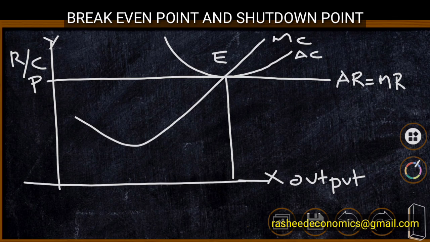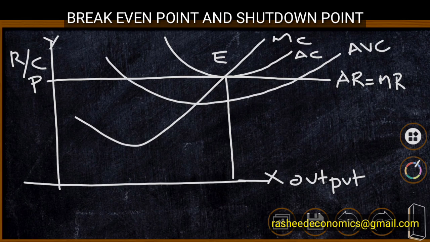Now we can draw an average variable cost curve below the average cost curve. Average variable cost lies below the average cost because average cost is average variable cost plus average fixed cost. Therefore average variable cost lies below the average cost curve. Average variable cost is this. This average variable cost intersects the marginal cost curve at a particular point. And suppose price falls from OP2 to OP1, that is, when AR, average revenue, decreases.